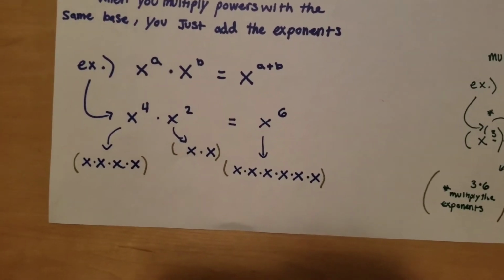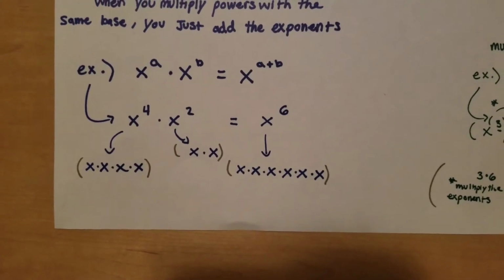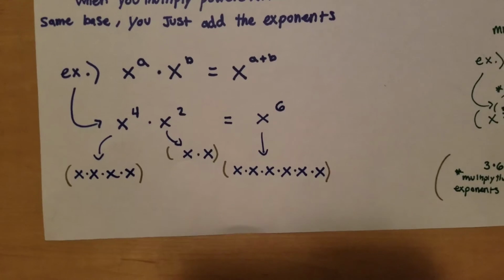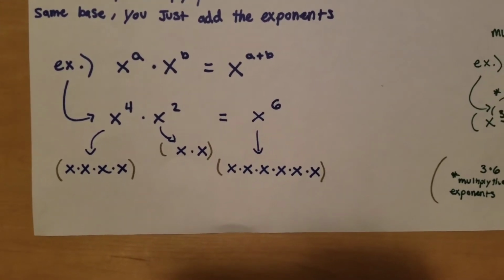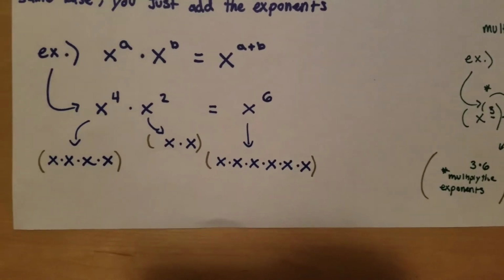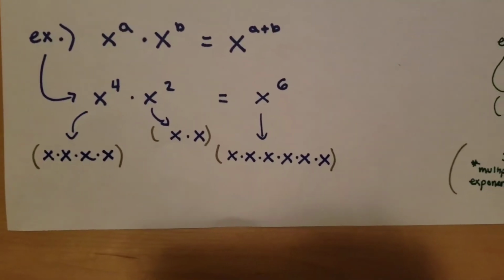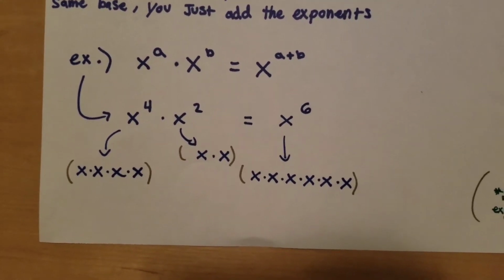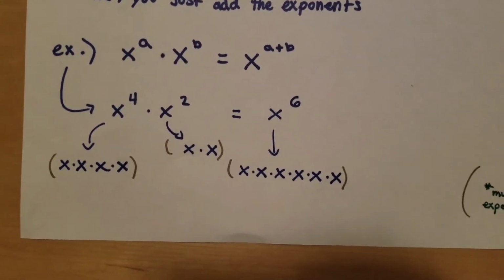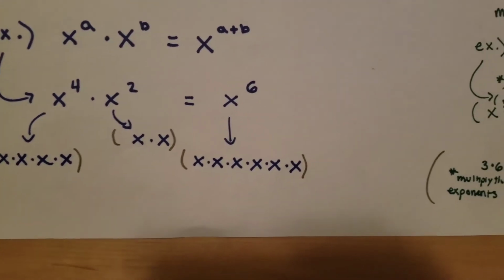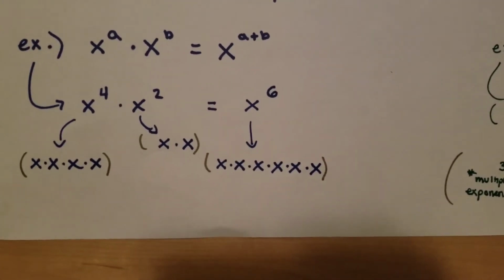For example, x to the power of 4 times x to the power of 2 is equal to x to the power of 6. Like in the example, it shows that you just divide each one into its own separate x. So like x to the power of 4, you just put it into 4 x's, and then x to the power of 2, you just put into 2 x's, add them together. 4 plus 2 is 6. You have 6 x's, hence x to the power of 6.